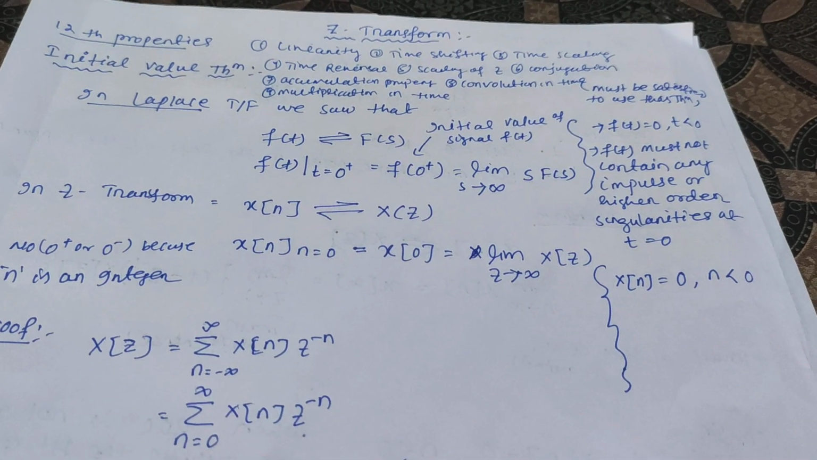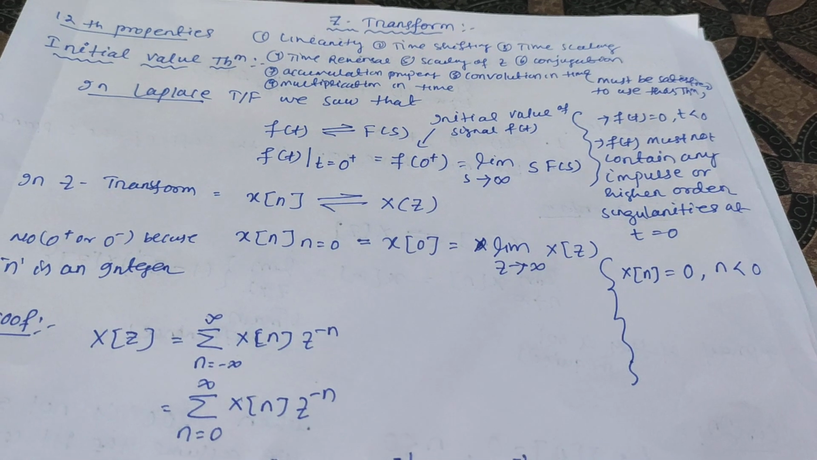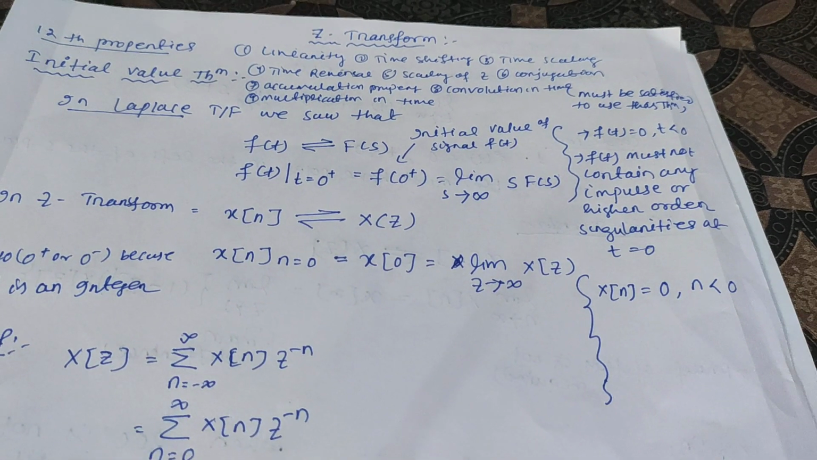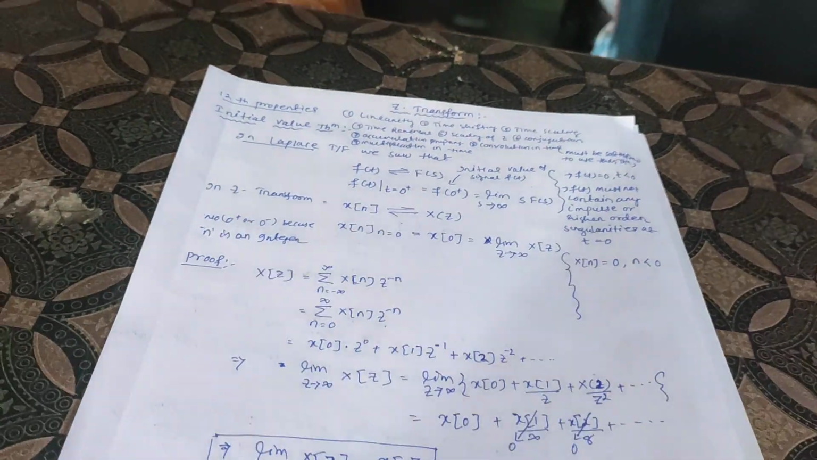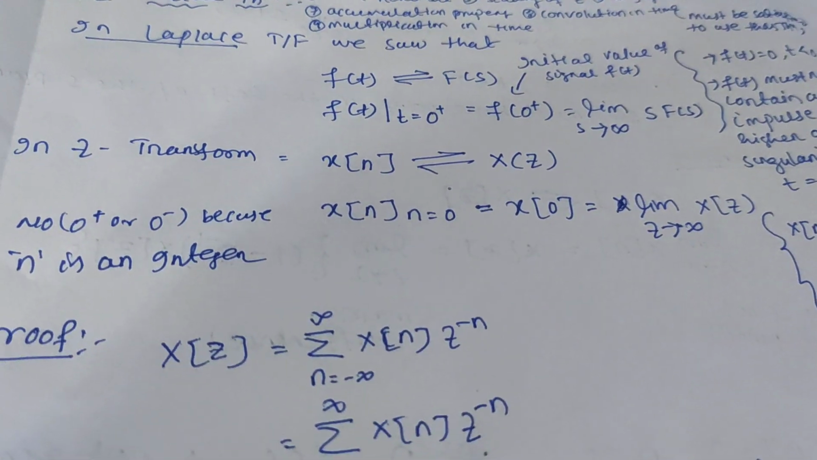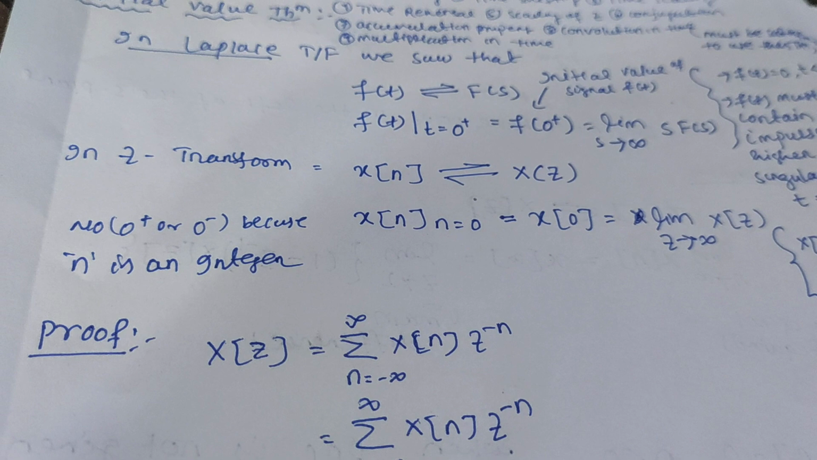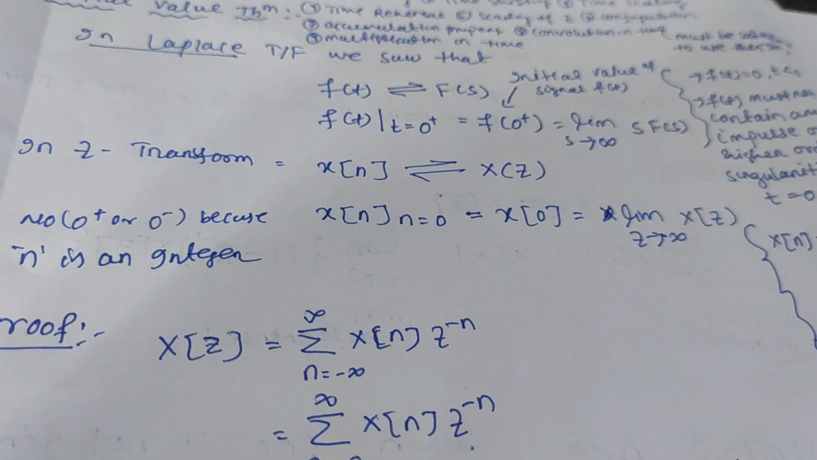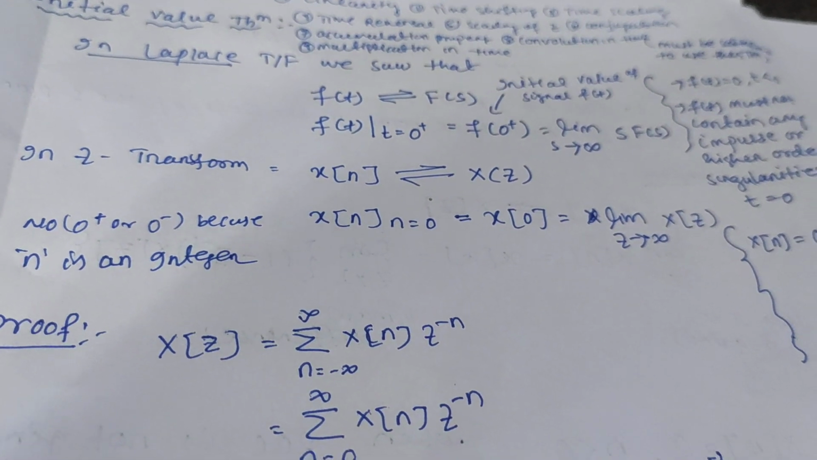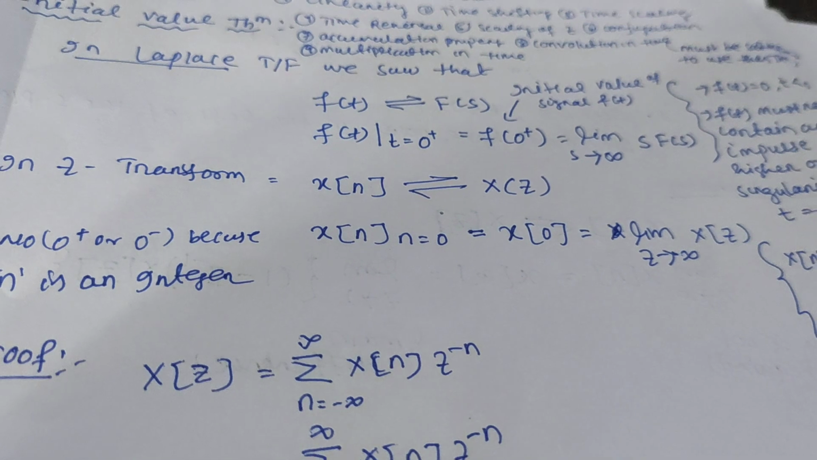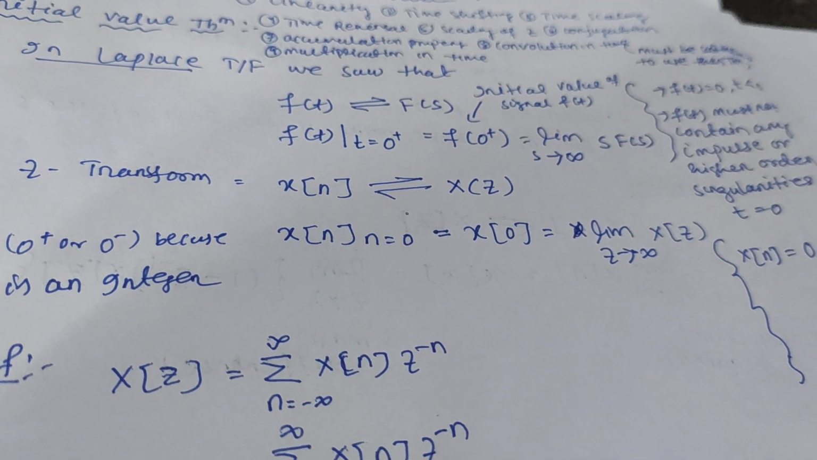In the Laplace transform, we already discussed the initial value theorem. Whenever a continuous time signal f of t is given, we have to find its Laplace transform, F of s. And taking the initial value of f of t at t equal to 0, we find f of 0 by taking the limit as s tends to infinity of s times F of s.